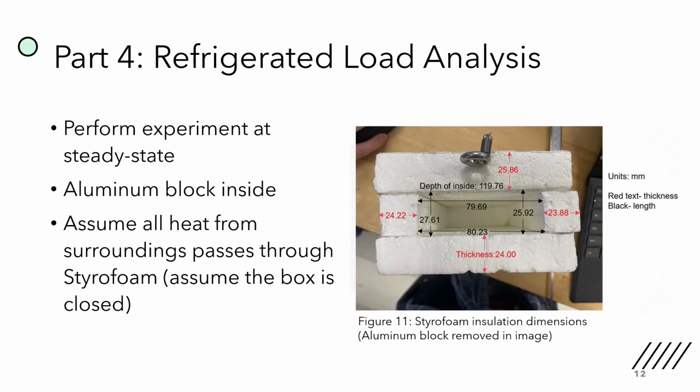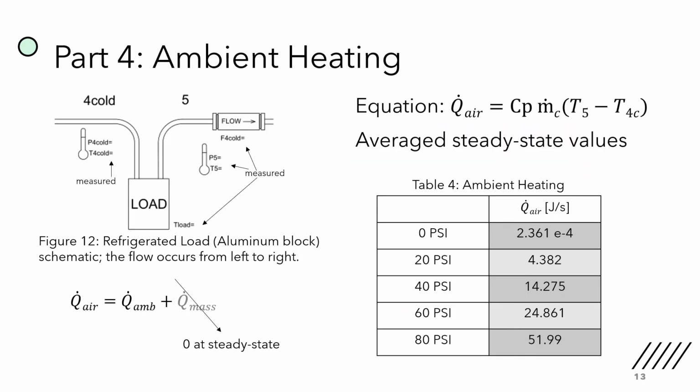So to analyze the thermal properties of the load and the insulating materials, we performed an experiment at steady state. An aluminum block inside the styrofoam box was used as a load to the refrigerator. A pretty large assumption was made for this experiment. It was that all heat passes into the block through the styrofoam, which is to assume that the box was closed. The heat transfer into the air in the cycle is equal to the heat transfer out of the surrounding environment once mass has reached its resting temperature.